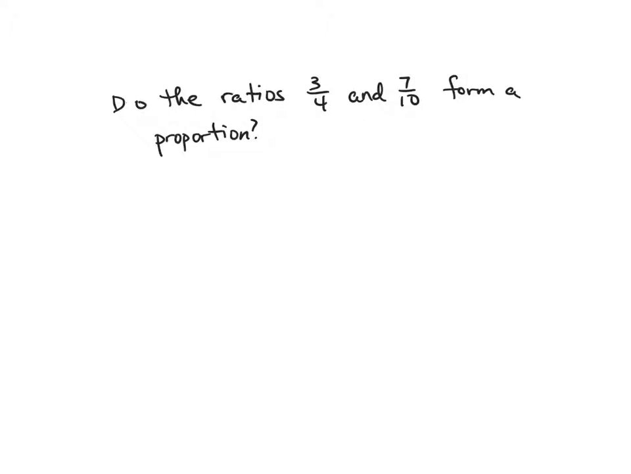Let's check this one. Do the ratios 3/4 and 7/10 form a proportion? To find out, I'm going to set those two equal to each other, and put a question mark in between. In order to find out, I'm going to cross multiply. 3 times 10 gives me 30. 4 times 7 gives me 28. So the ratio 3:4 as 7:10 is not a proportion because those are not equal when I cross multiply them.